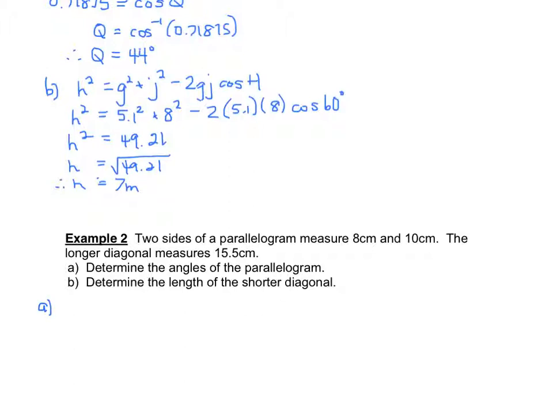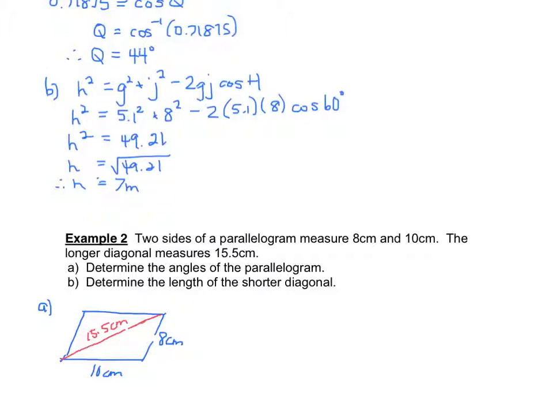So we are asked to find the angles of the parallelogram. So let's draw ourselves a picture of this parallelogram. All right, it says the sides of the parallelogram are 8 centimeters and 10 centimeters long. And the longer diagonal, so that would be this one here, measures 15.5 centimeters. Okay, and we were asked to find the angles in this parallelogram.